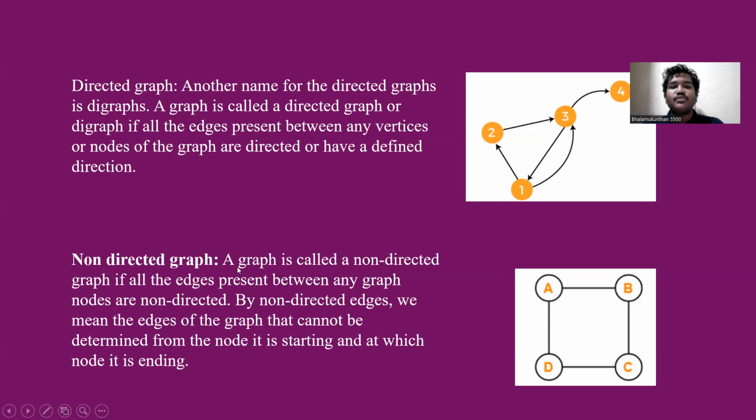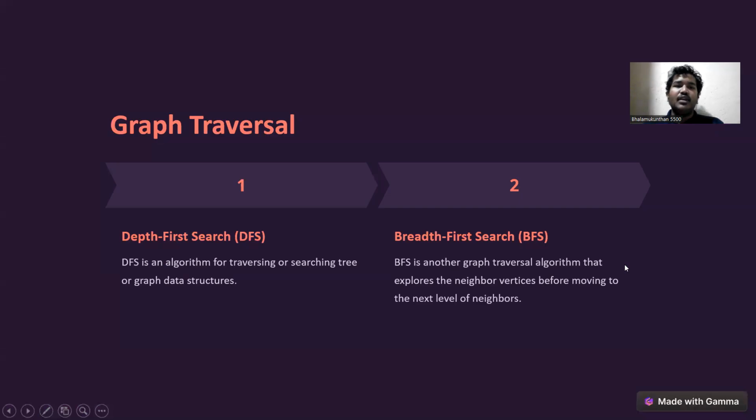Non-directed graph. A graph is called a non-directed graph if all the edges present between any graph nodes are non-directed edges, by which we mean edges of the graph where we cannot determine at which node an edge is starting and at which node it is ending. Here we can see the example. There is no direction for this. And then further we'll go through graph traversal.